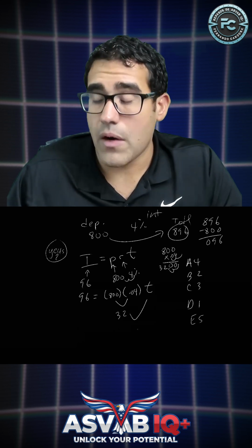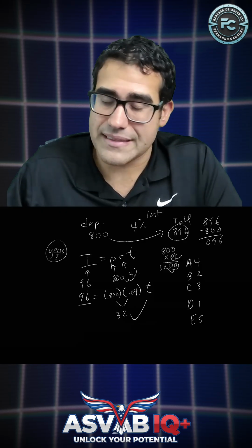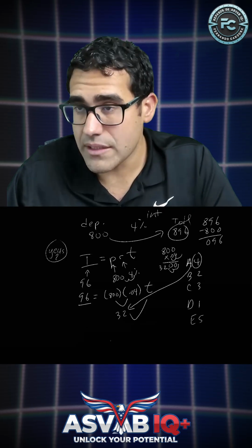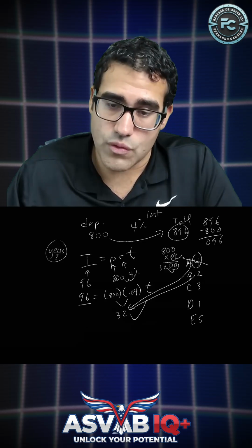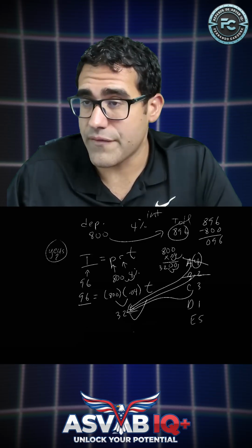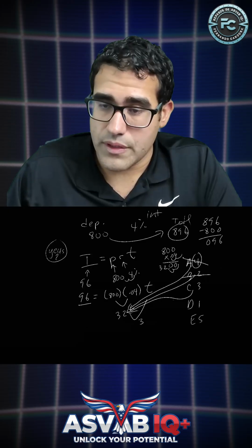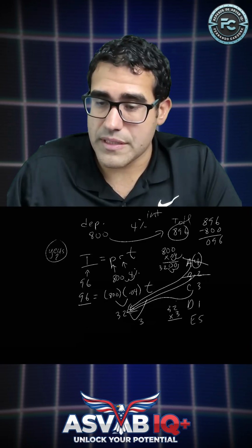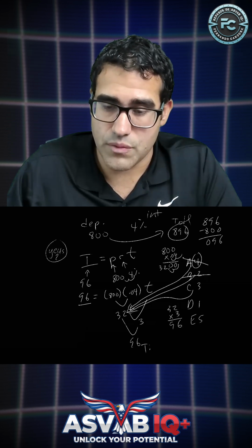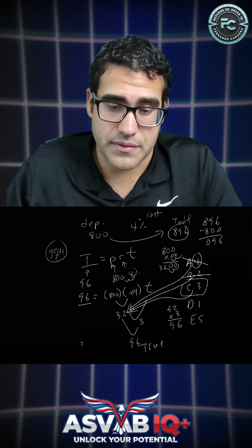Times the years. Now we can test a little trick. I have to get to 96. 96 ends in 6. Will 4 work? 4 times 2 ends in 8. 2 times 2 ends in 4. 3 times 2 ends in 6. It works. Let's see if it really works. 32 times 3: 3 times 2 is 6, 3 times 3 is 9. True. 32 times 3 is 96, which is true. How many years? 3 years. The answer is 3 years.